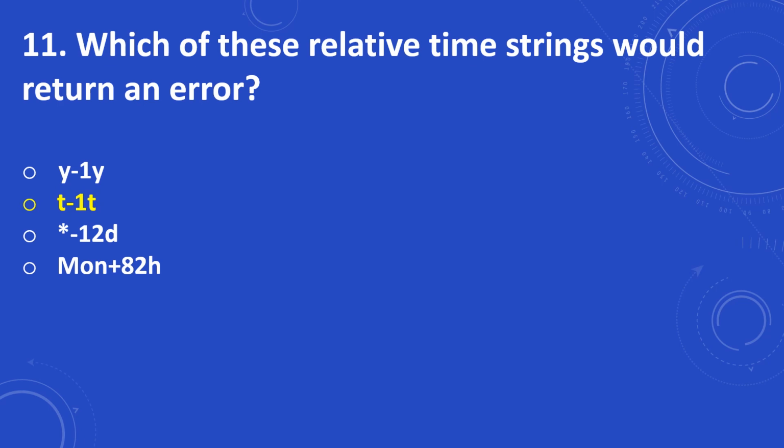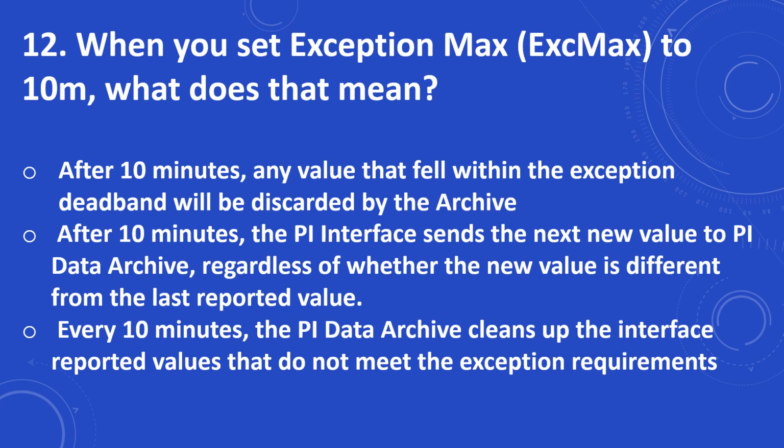When you set exception max, Xmax, to 10 minutes, what does that mean? After 10 minutes, any value that fell within the exception deadband will be discarded by the archive. Not true.